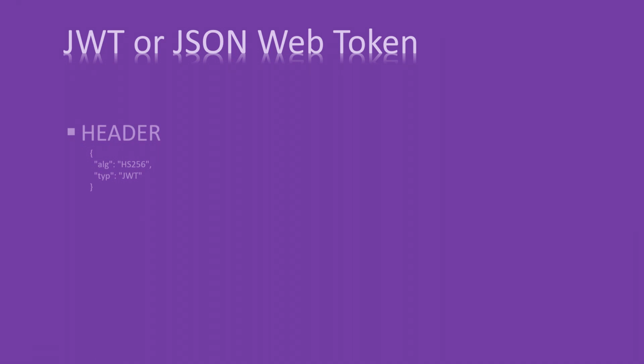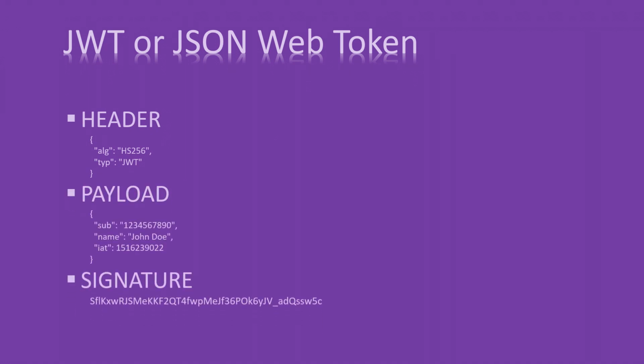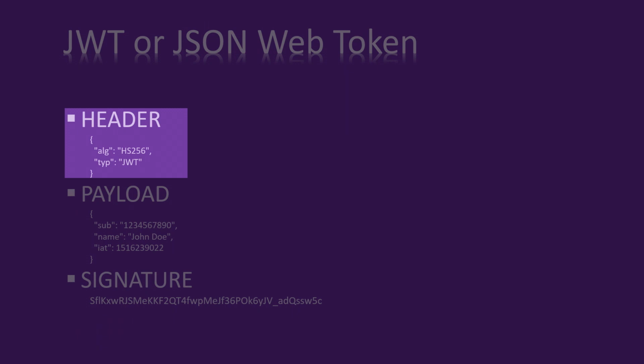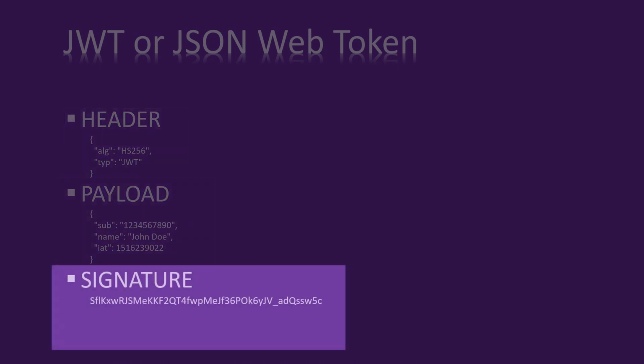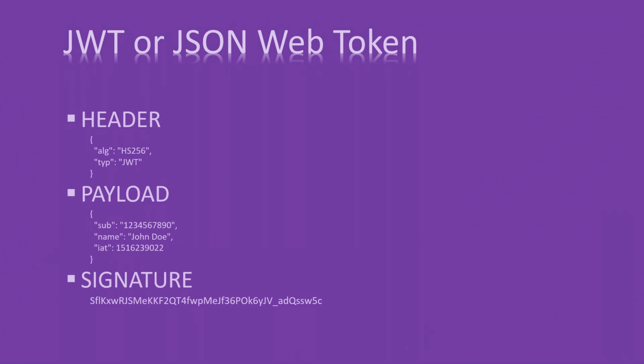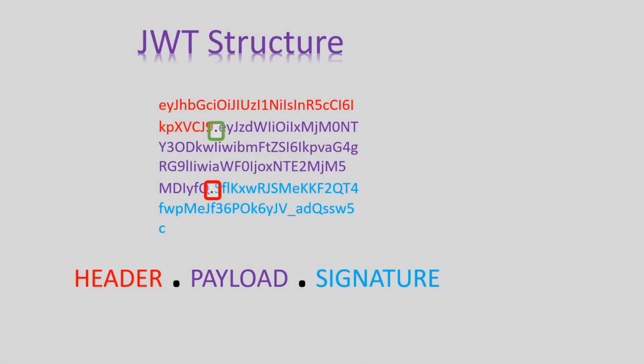JWT, or JSON Web Token, often pronounced "jot," is a token that uses JSON notation to embed authentication and authorization claims for applications. A JWT is made up of three parts: header, payload, and a signature. The header contains information about the type of token it is, JWT, and the algorithm used to encrypt the signature. The payload contains the auth claims. The signature is an encrypted block of data which will be used to verify the token's authenticity. The three parts are separated by a period character: header, period, payload, period, signature, making it easy to parse.